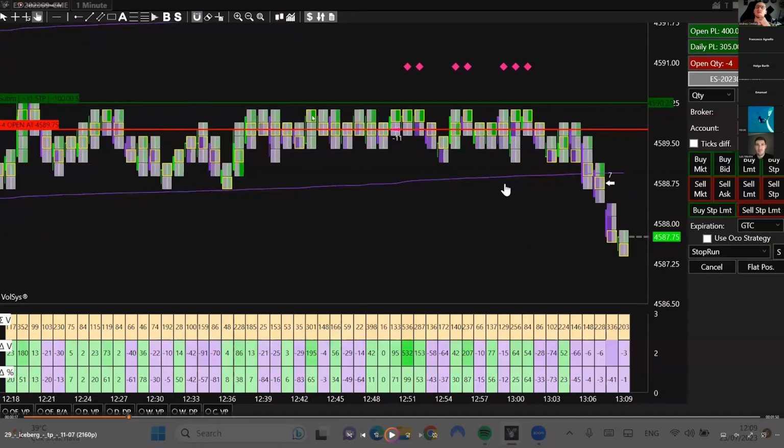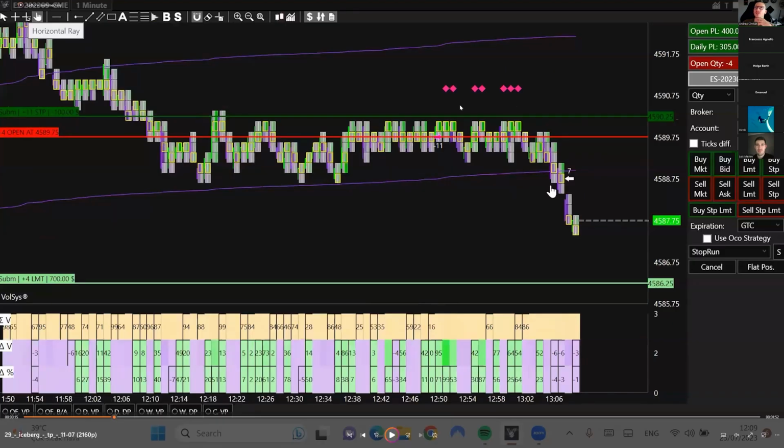You can see there's a very green cell here, and also here, green, green, green, green, green, green, green. And also, those parts of the footprint are highlighted in yellow, which is the point of control of the candle. So it's the place where the most volume was traded. And then I have my indicator, which is signaling me, hey, this might be an iceberg. And so I saw the iceberg.